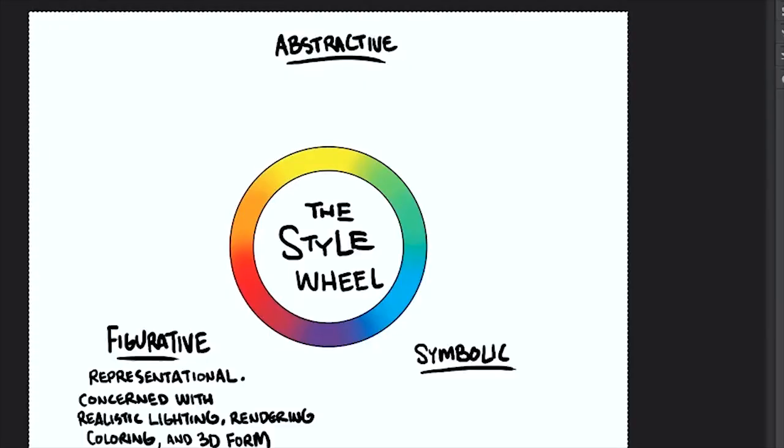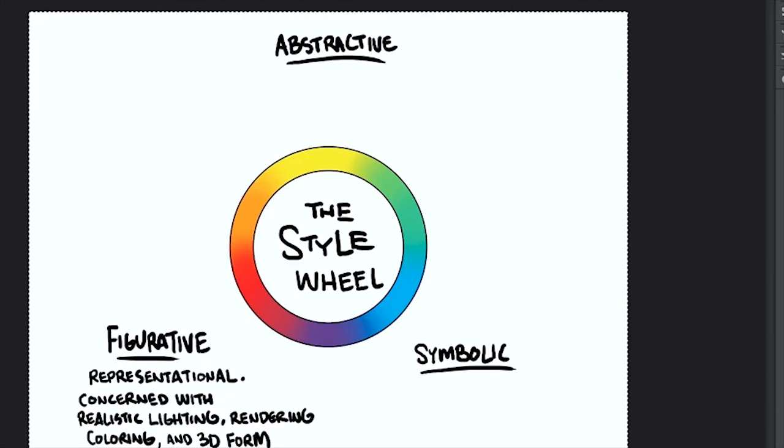So figurative is representational. It's concerned with realistic lighting, realistic rendering of an object. The coloring is very much from life, and it's very concerned with 3D form and really just showing visually on a piece of paper or on an animated screen what our eyes see, or how our eyes understand and see the world as we actually see it, okay?